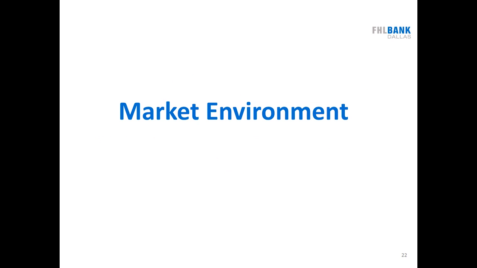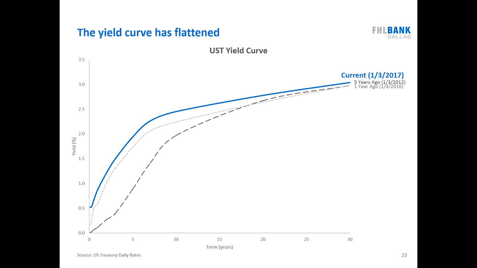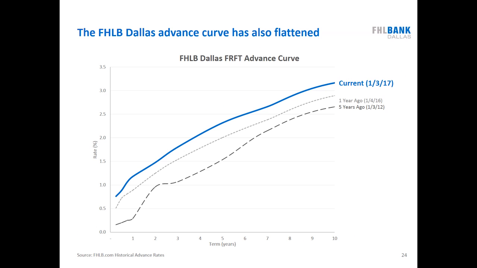The market environment. What has been observed recently in the market? The yield curve has flattened. Here we see the current Treasury yield curve as well as the curve 1 year ago and 5 years ago. The short end of the curve has come up, consistent with the rise in short-term rates and the Fed hikes the past 2 Decembers. The long end of the curve has risen to a lesser extent. This curve flattening has also been observed in the FHLB Dallas advance curve, with the short end of the curve rising more than the long end has risen.